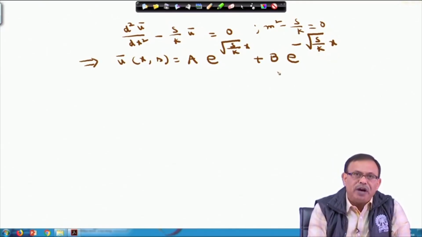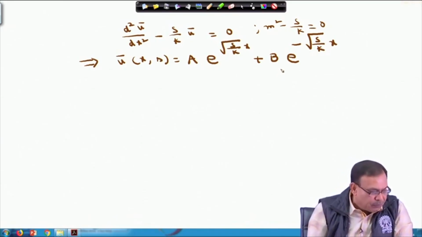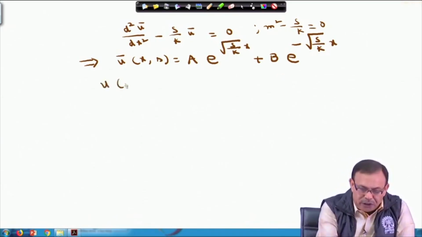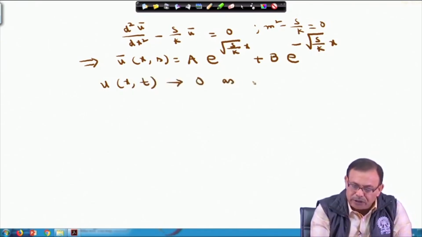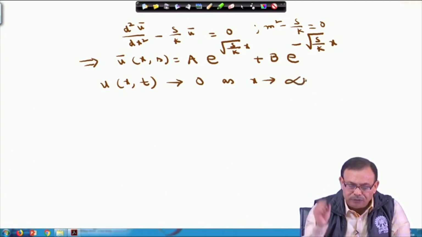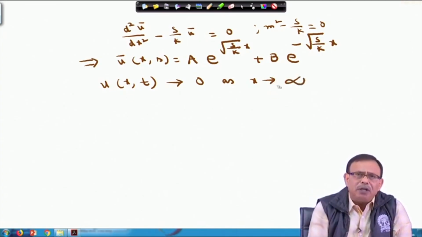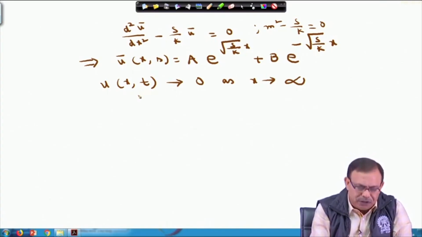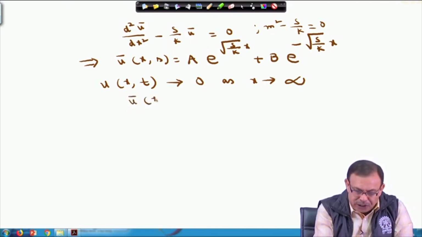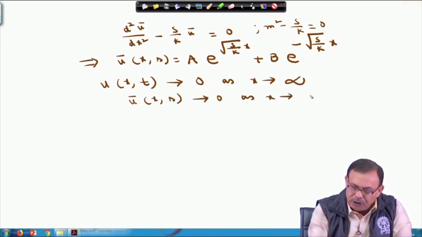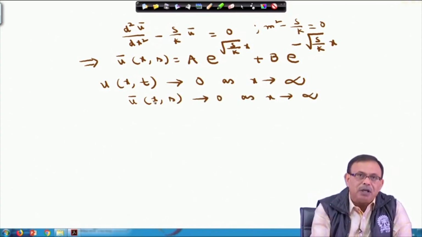Your next job is to find the values of a and b. Now, u(x,t) approaches 0 as x approaches infinity. From the properties, the initial value and final value theorems, as x approaches infinity, u(x,t) approaches 0. So you can say that u bar(x,s) will approach 0 as s approaches infinity. From the properties I can tell.